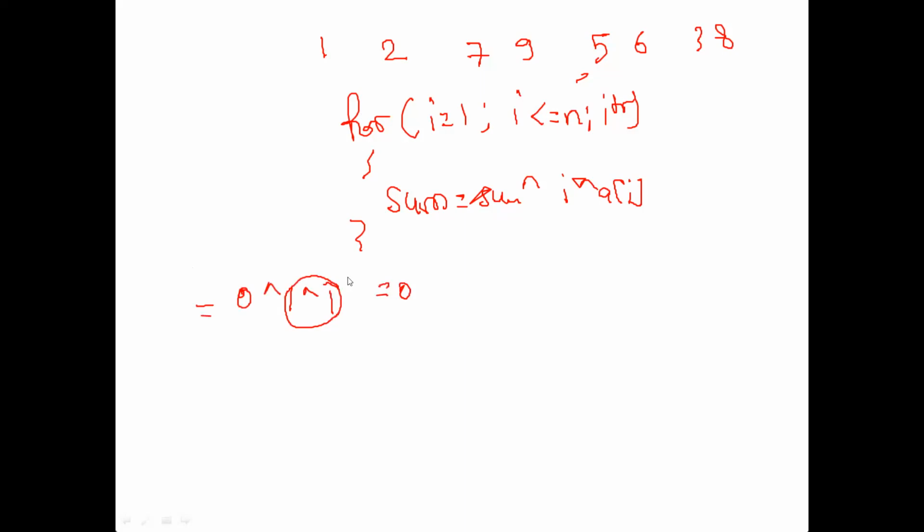Go next. When you are going next, i will be 2. When your i is 2, what is your previous sum? 0. i value 2, A of i 2. See, A of 2 is also 2. Correct? So 2 XOR 2 will become 0. Any doubt till now?